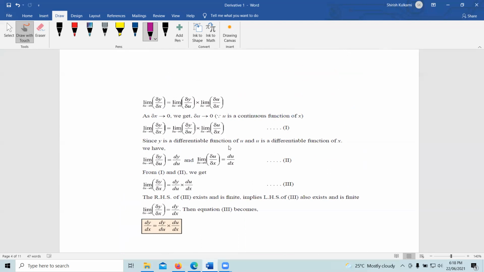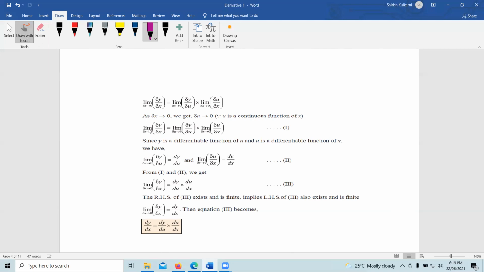Suppose y is a differentiable function of u and u is a differentiable function of x, then limit of del u tends to 0 of del y by del u. ये जो एक मैथमेटिशियन है Leibniz, by the Leibniz definition of the derivative, if we take the limit of del u tends to 0 of del y by del u, then it becomes dy by du, and the limit of del x tends to 0 of del u by del x is equal to du by dx. तो del का अगर हम लिमिट लेते हैं, then it becomes the d. This is by Leibniz definition of derivative.